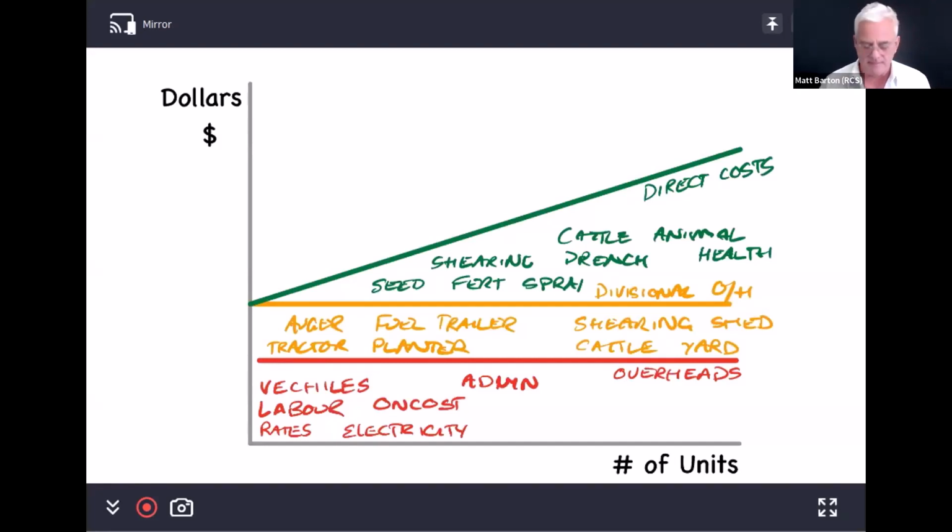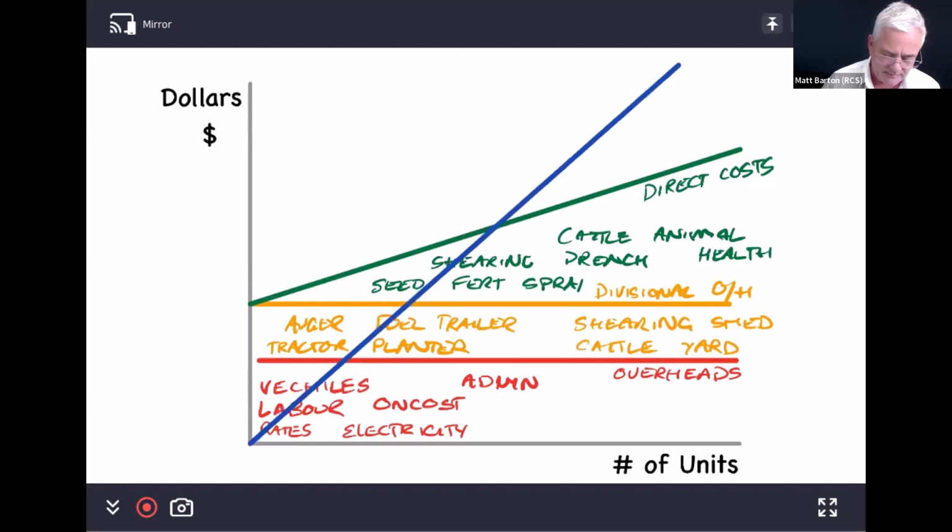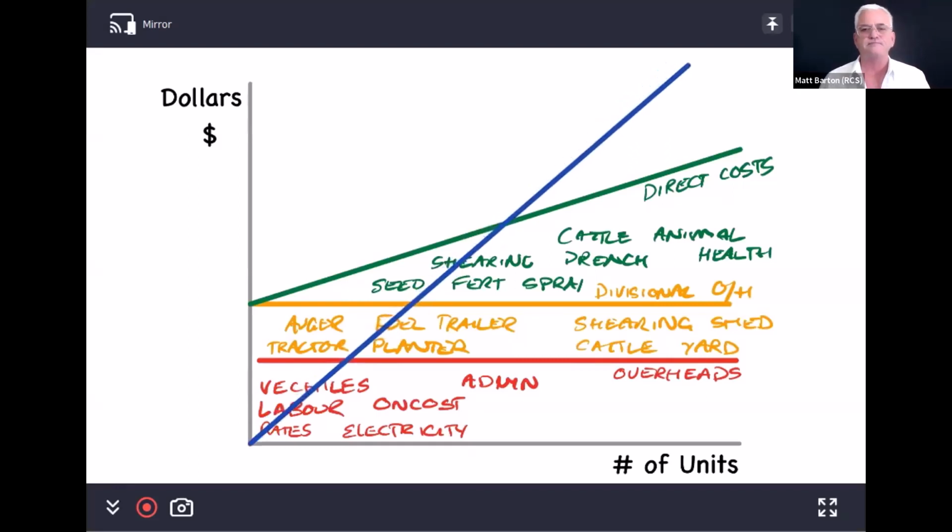Not much of a business at the moment because all we've done is spend money. We've got to actually start to make some money. So we're going to overlay here income. Hang on, I might just increase that a bit. Income coming in, and this is coming from the fruits of our labour. And it will change the amount of income with the amount of units that we have.